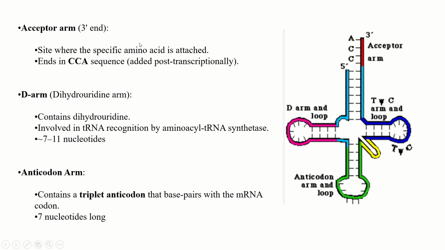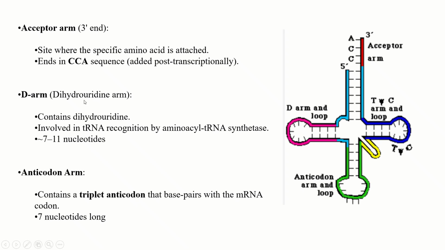The acceptor arm, that is the 3' end. In every tRNA, it always ends in a CCA sequence, and this arm is the one that accepts the amino acid that helps in translation. So it has an end which ends in the CCA sequence, where the specific amino acid is attached.